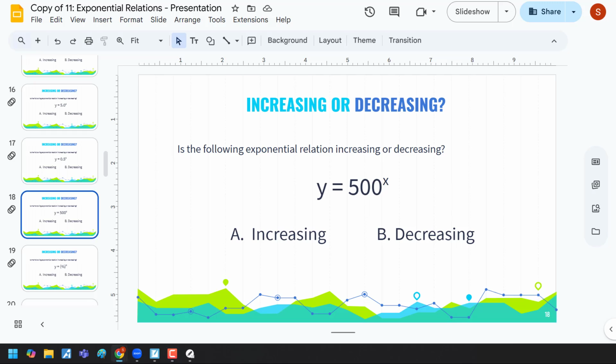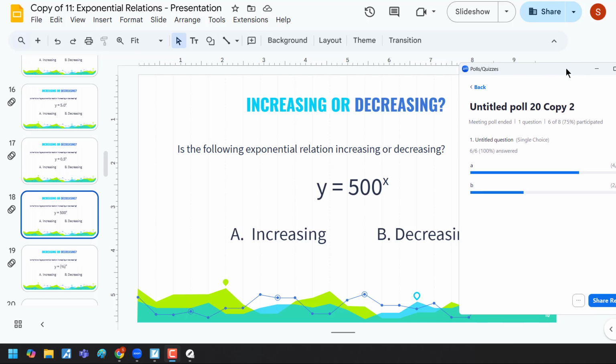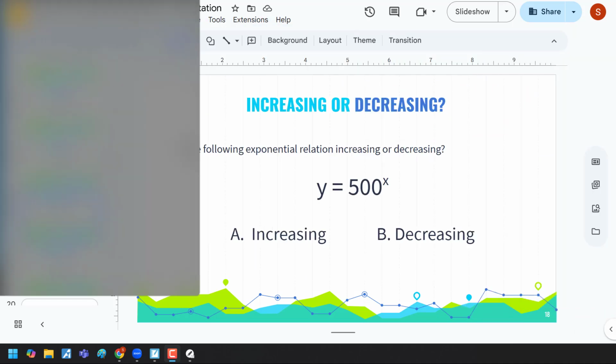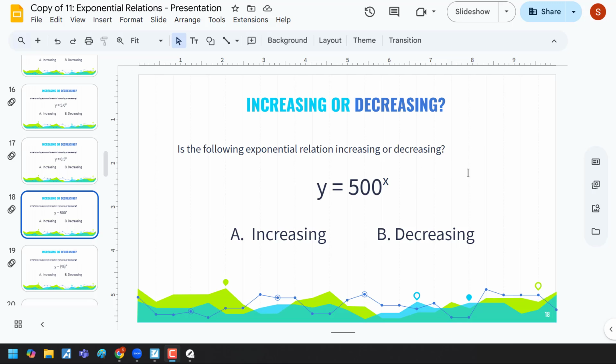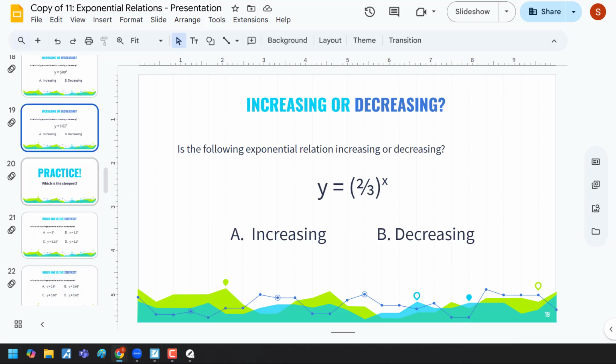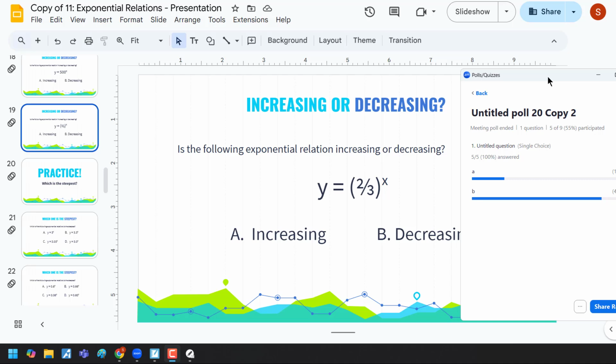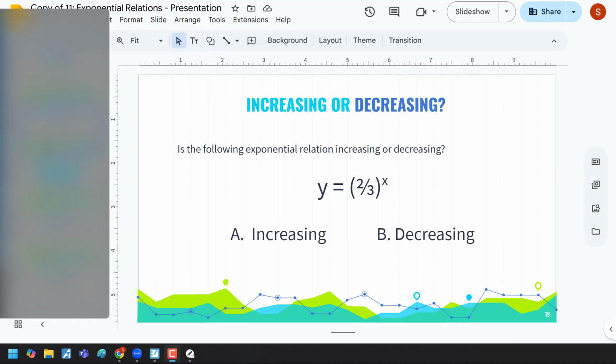What about this one? Let's try this one. Okay. Here we have, once again, A and B. Most people got A. Most people got it right. Yes, the answer here is increasing. Good job. And I think this is the last one. Go ahead and let's try doing this one now. So here we have, majority got this one. B, decreasing is right. So good job.